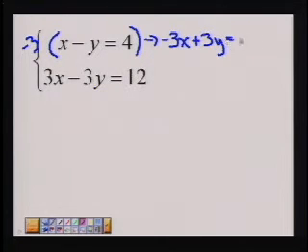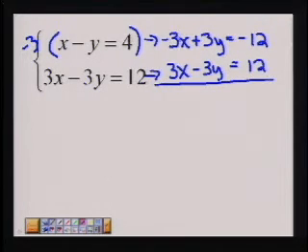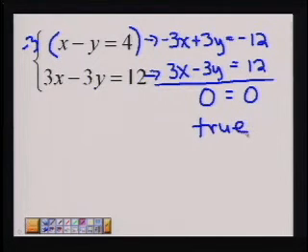Negative 3 times 4 is negative 12. And then my second equation says 3x minus 3y equals 12. When I add these together, negative 3x plus 3x is 0. 3y plus negative 3y is 0, so all I have left is 0 on the left side. Negative 12 plus 12 is 0. Again, my variables just went away on me, but this time it left me with a true statement.